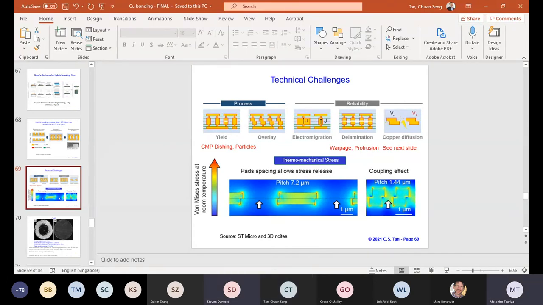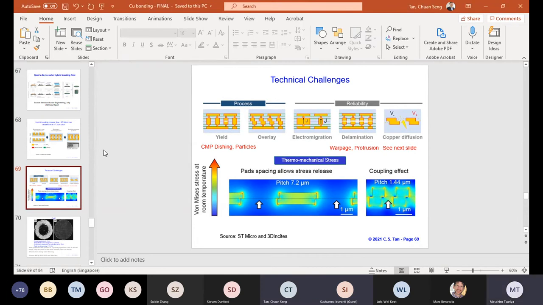Okay. Any other questions to Professor Tan? Quick question. Why is the copper-copper bonding, all the technologies that you discussed, not implemented?